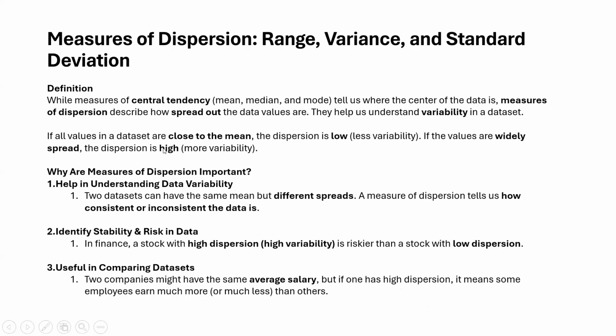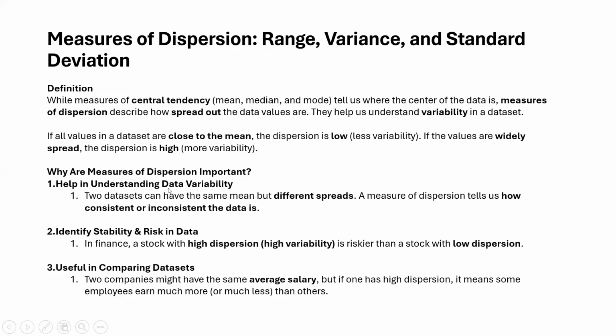If all values in the data set are close to the mean, it means your dispersion is low, and your data set has very little variability. If the values are widely spread, like the scores we saw just now, where the minimum was around 40 to 45, the maximum was around 100, and the mean was around 80, it means your data set has high variability, so your measure of dispersion will be high.